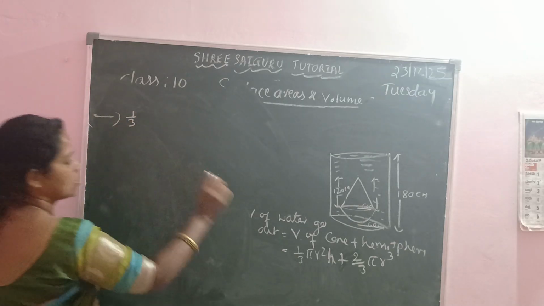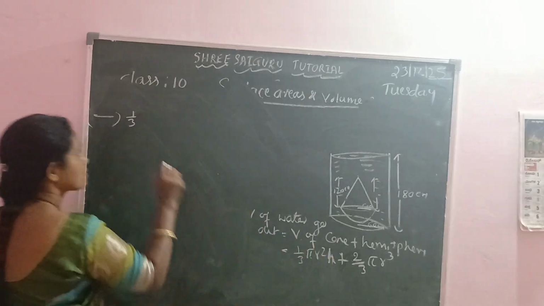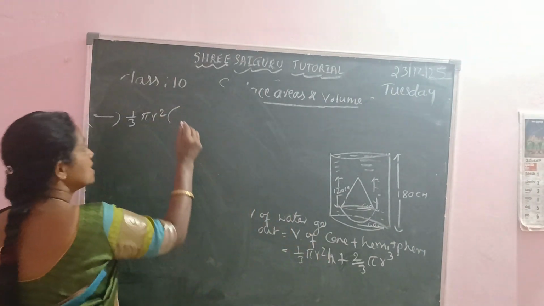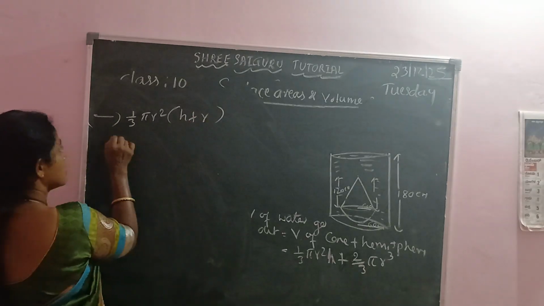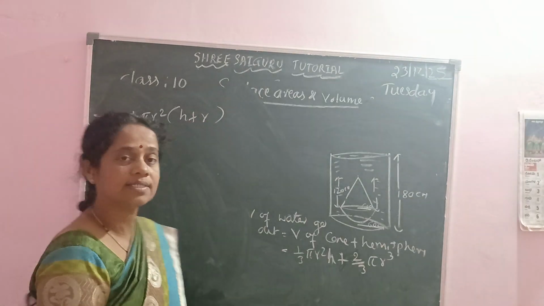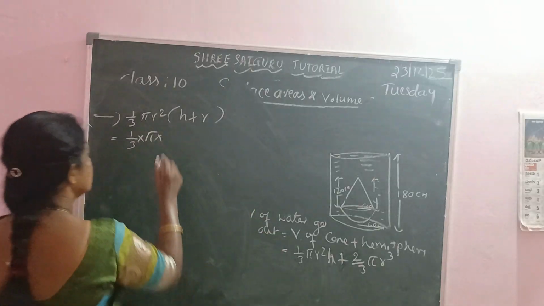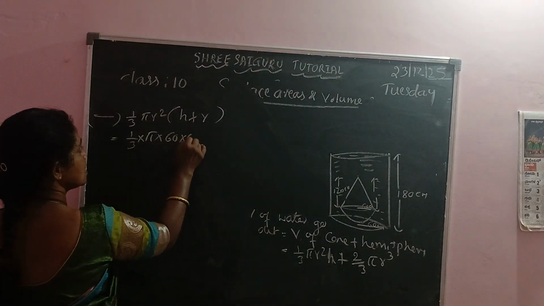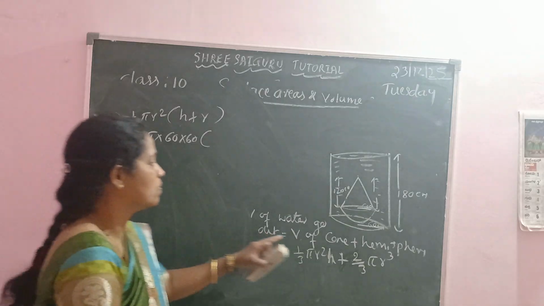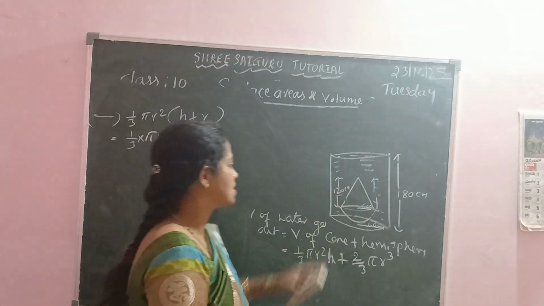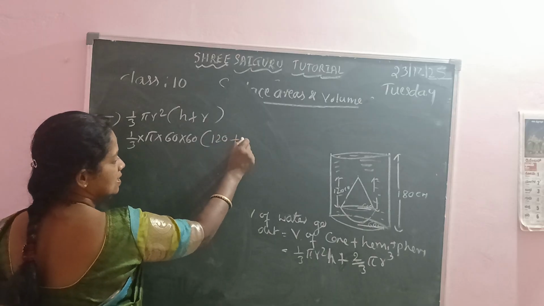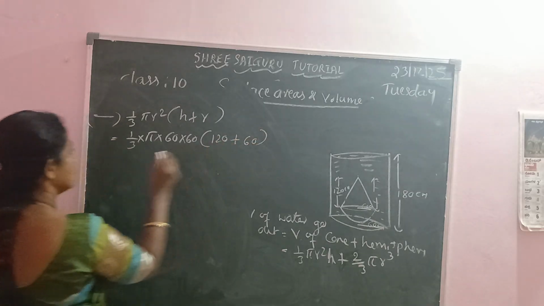1/3 pi r square is common. Remaining is h plus r. That is 1/3 into pi. Radius is how much? 60 centimeter. Then 60 into 60 into, what is this? H means height of the cone. The height of the cone is given 120 centimeter. 120 plus again radius is 60 centimeter.